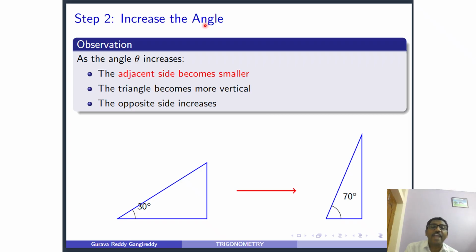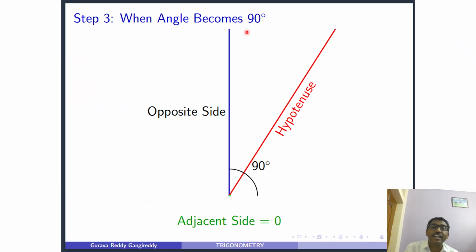Step 2. Increase the angle. As the angle theta increases, the adjacent side becomes smaller. The triangle becomes more vertical. The opposite side increases. Here see, if it is 30 degrees, this is the triangle. If this theta increases, if it is 70 degrees, the triangle becomes like this. If it is 90 degrees, the adjacent side becomes 0, right? When angle becomes 90 degrees, opposite side is the hypotenuse and adjacent side becomes 0. This is important.